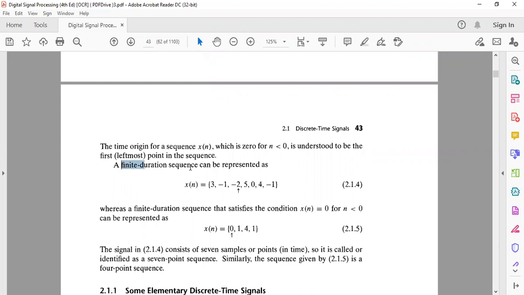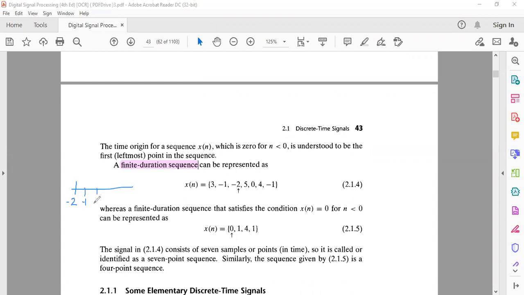This is important. Finite duration sequence means that its length can be defined. It means that you can define that n is between, say, for example, -2 and up to 4. Okay, this is finite duration. You can tell the length. You can tell that we have this number of values.